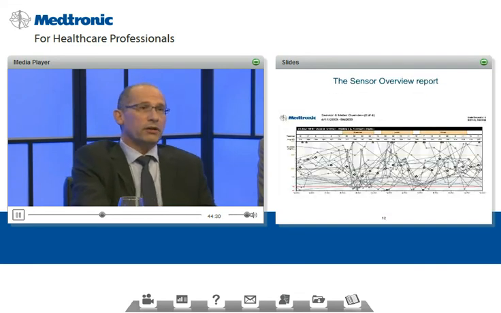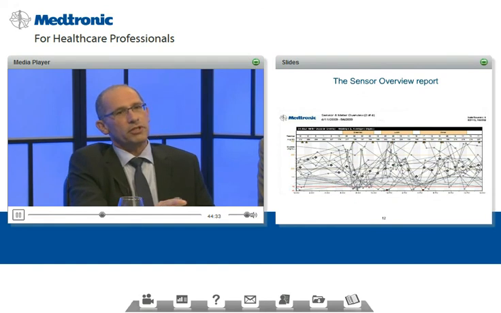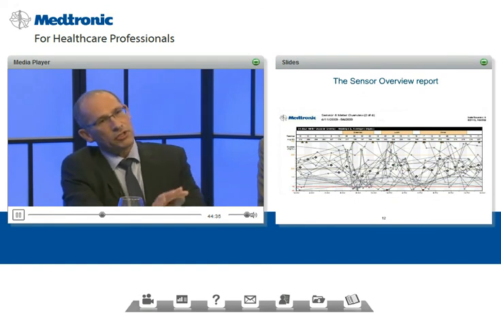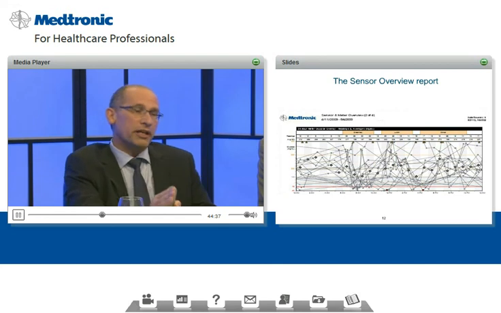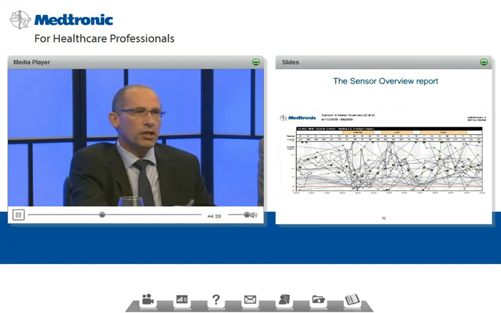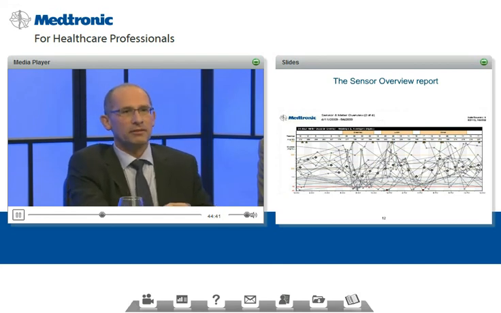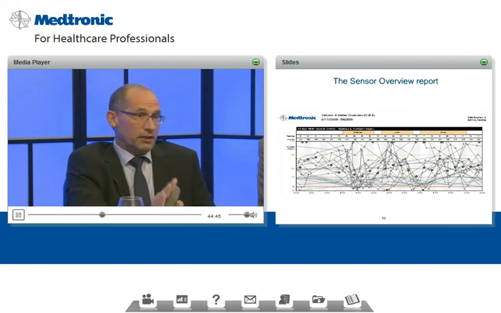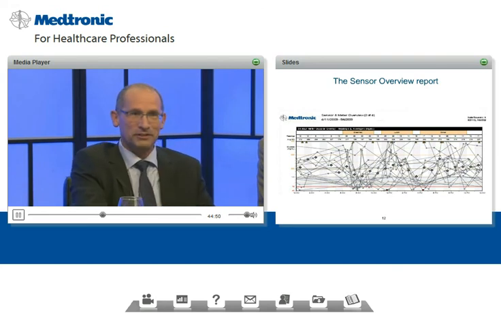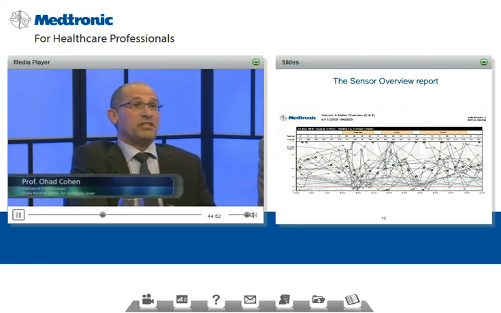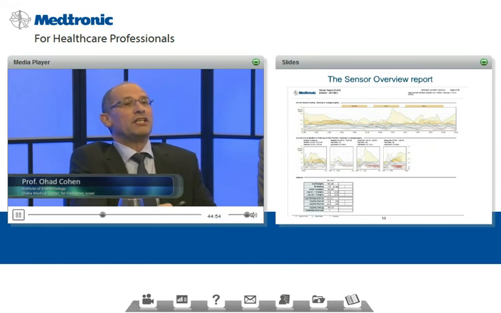The sensor overview report is interesting because it gives you a graphic representation of the glycemic control during an interval that you choose. In this case, 2 weeks in 2009. It looks kind of scary. But it gives you, at least at a glance, that this patient is out of control, right? But if you use the sensor, the CGM, you get additional information in a nice graphical way.